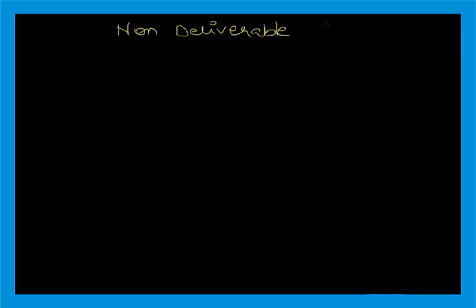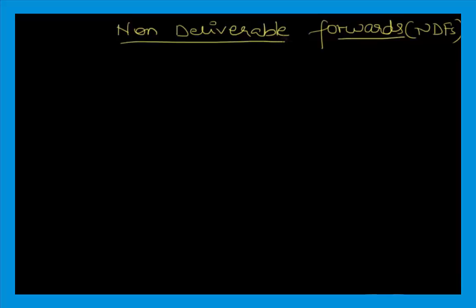Non-deliverable forwards, also called NDFs. Like the name suggests, this is a forward contract which is non-deliverable. Now why is there so much confusion about it? So what's a non-deliverable forward contract? It exactly works like a futures, which is cash settled.